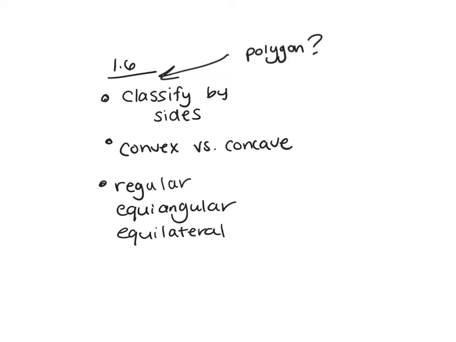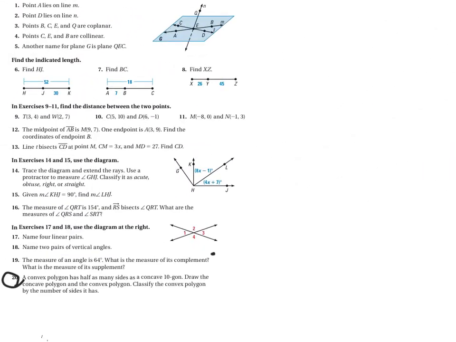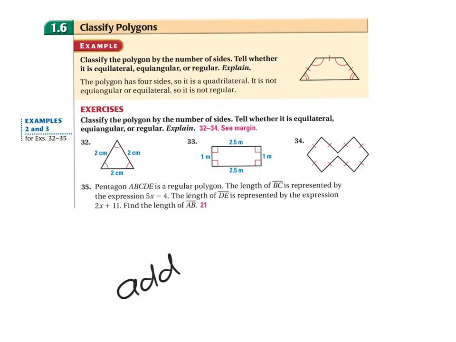All right, and then you had ones where if it was a regular polygon and they gave you two sides, or regular polygon and you had two angles and you set them equal to each other. So that's like the example that's here in 20. This one says half as many sides. Draw the concave polygon, classify it by the number of sides it has. I actually put it on a grid, to be honest.